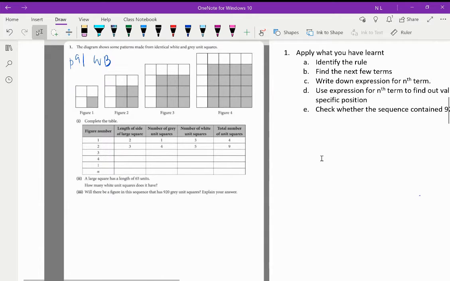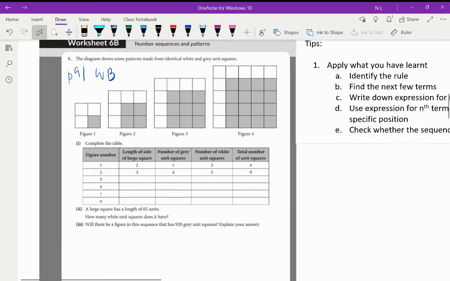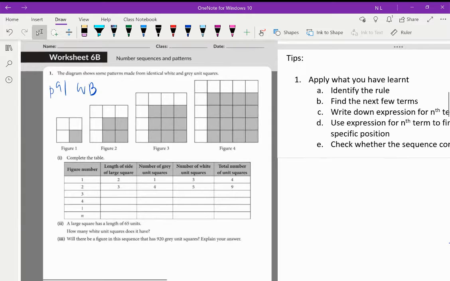Hi students, I hope you have tried out question 1 on page 91 of your workbook. Let me go through it with you, just in case some of you are stuck at certain parts.